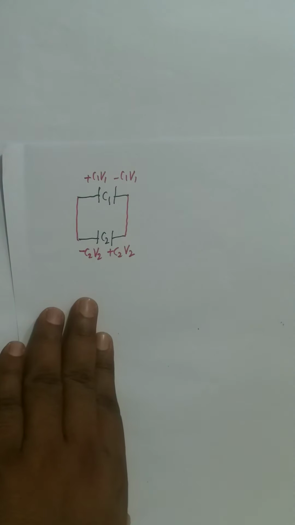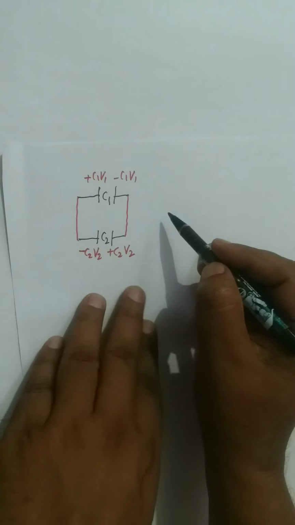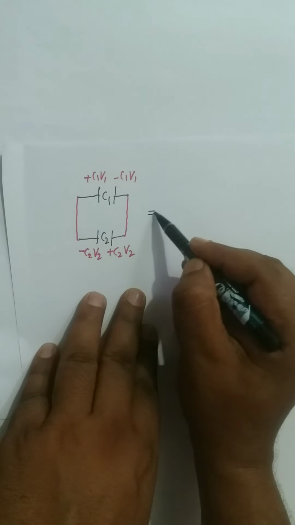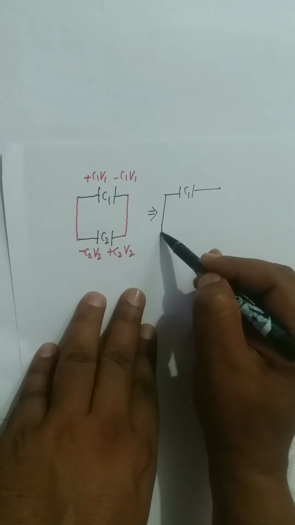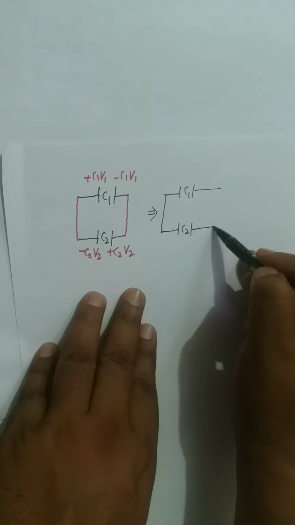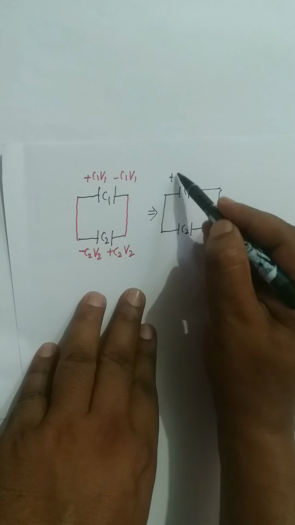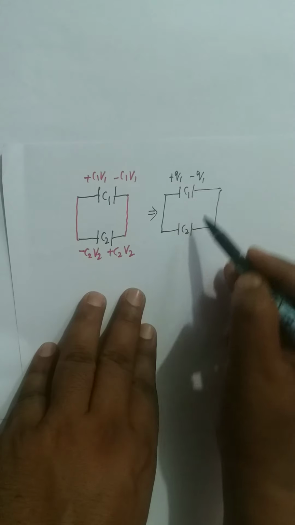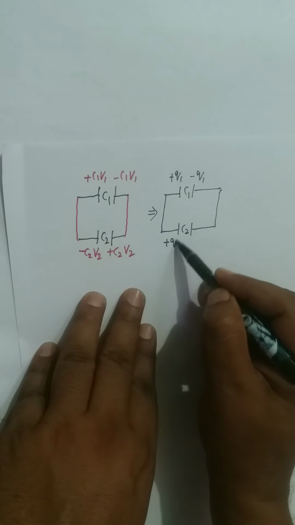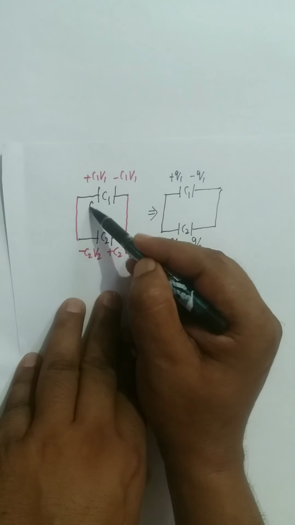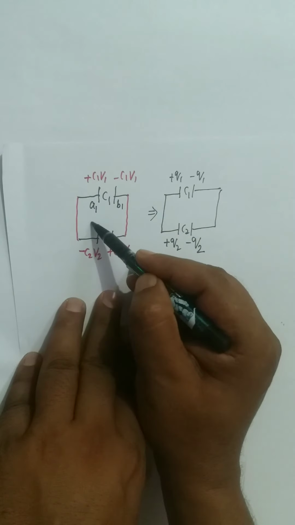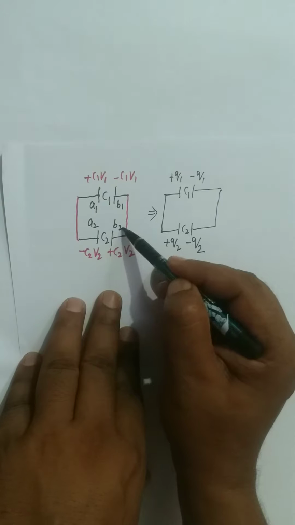If you connect the circuit in this way, the process will remain the same. There is no change in the process. In the final stage you will assume the charges on C1 and C2 as plus Q1 minus Q1 here. These are my assumptions, plus Q2 and minus Q2. Remember, this is plate A1 and this is B1. This is plate A2 and this is plate B2.